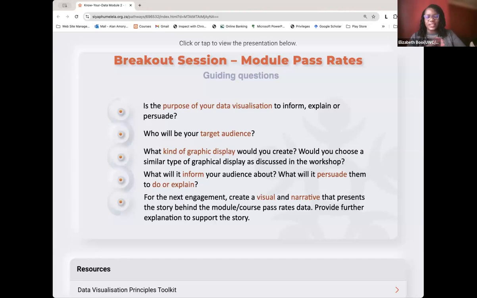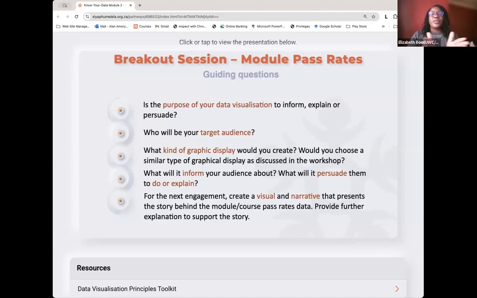In the breakout room now, we need to go and look at the module pass rate that you have completed per institution. All institutions would have completed their own module pass rate template, the Excel template that we asked you to complete. You're going to take that template, go into that breakout room and discuss what is the purpose of the data visualization that you can create from that template.